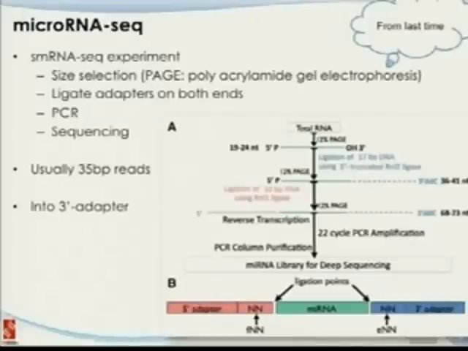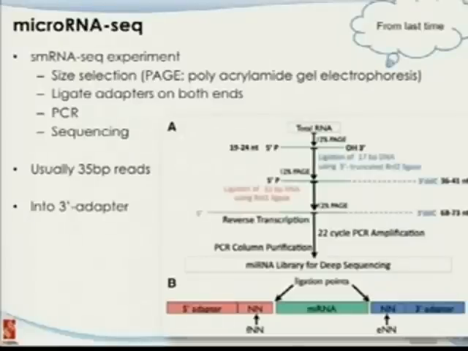The last topic we talked about last time was the microRNA sequencing project. This is called a small RNA sequencing experiment. Briefly, what they do is take a very short sequence, about 22 base pairs or around that range. You put 3' and 5' linkers on it, and then you sequence it. So there are several different steps.